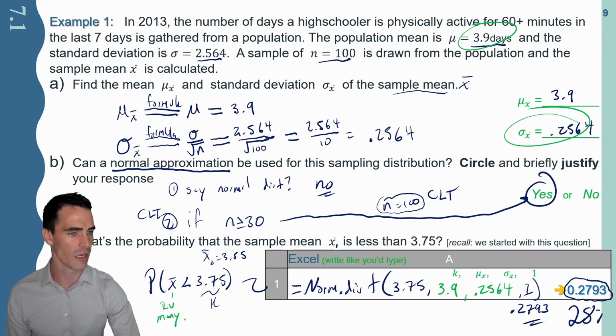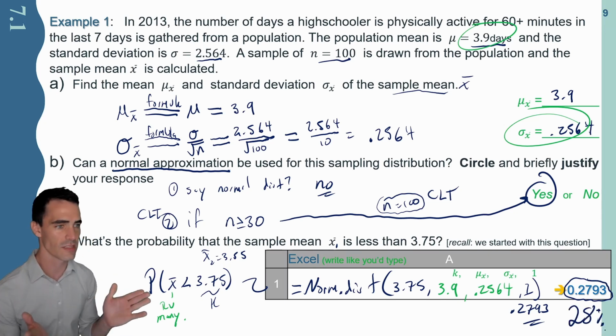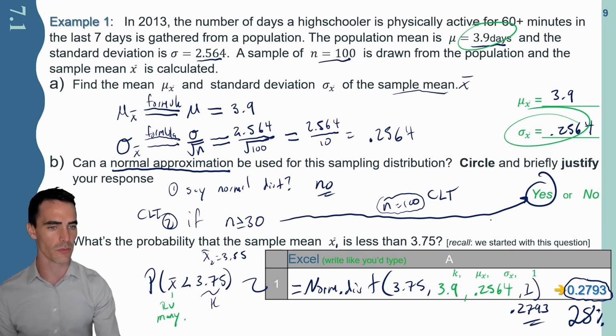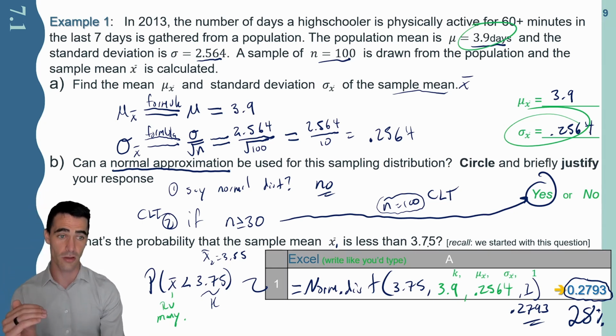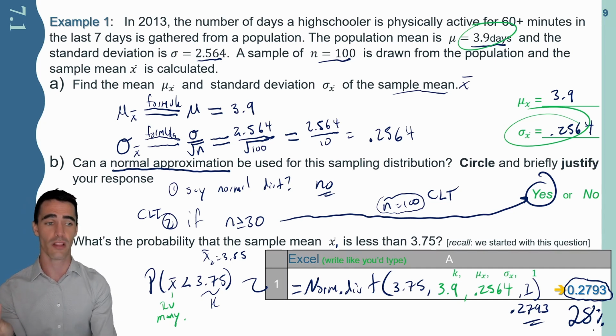Or again, if we want to think about it in a percent, I can write that as 28%. And so when we ask the question, look, my first sample mean was 3.75, and I want to know what's the likelihood that I'm going to go under that? Man, I'd be pretty low. It looks unlikely.